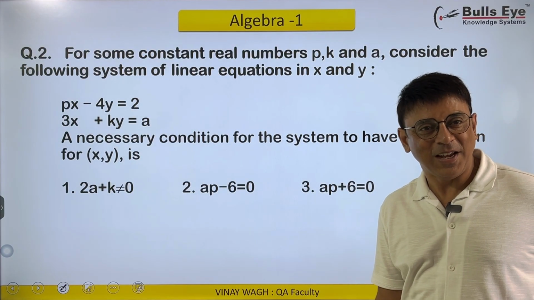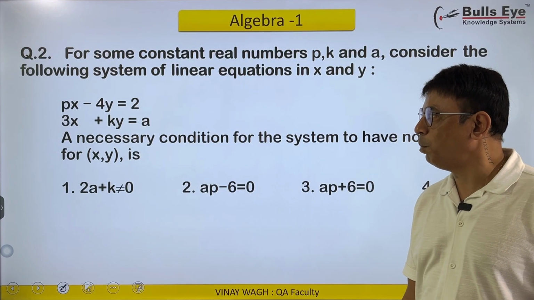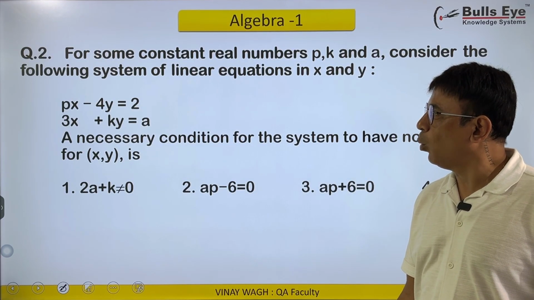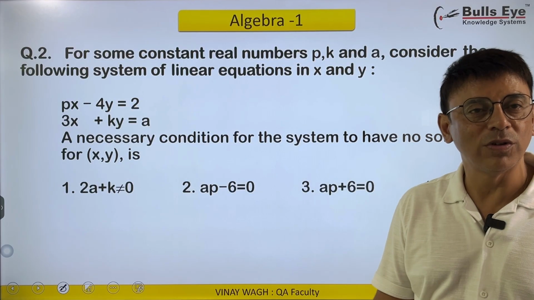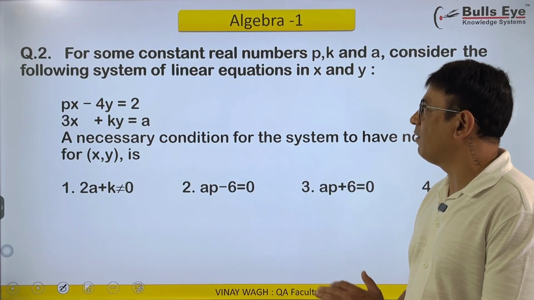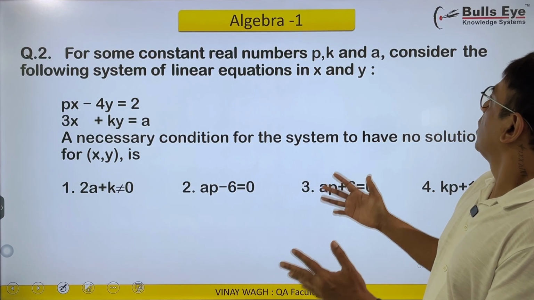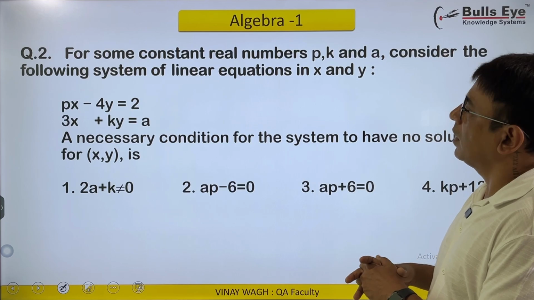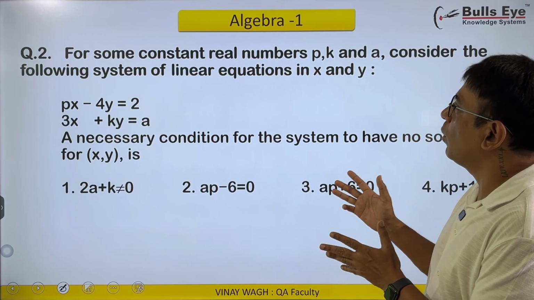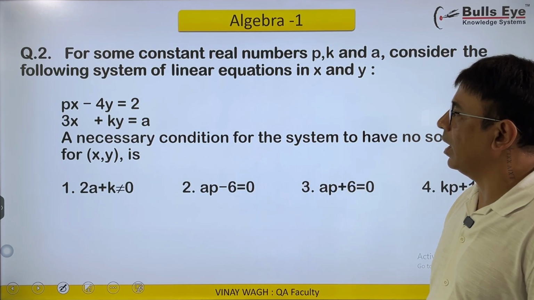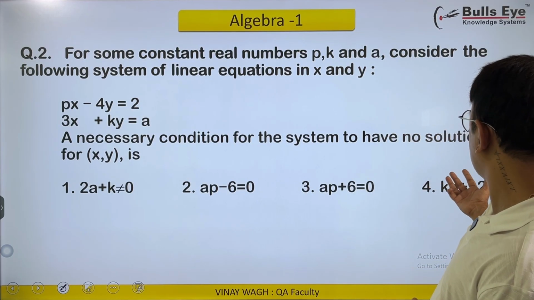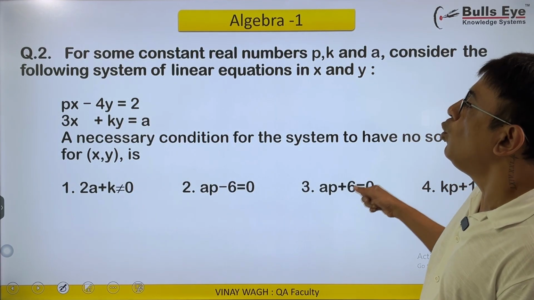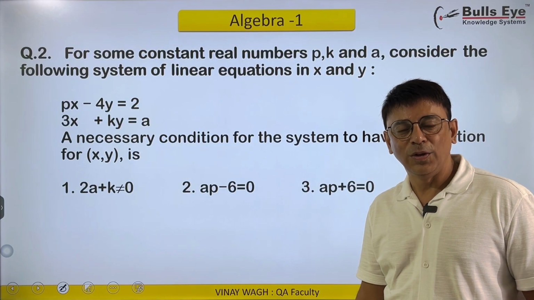Two equations this time, nice. But look at the unknowns. P, K, Y, X. There are 4 unknowns, and how will 2 equations suffice? So we'll again have to do something. For some constant real numbers P, K, and A, consider the following system of linear equations where X and Y are there, and a necessary condition for the system to have no solution is, you remember the 3 types of equations.